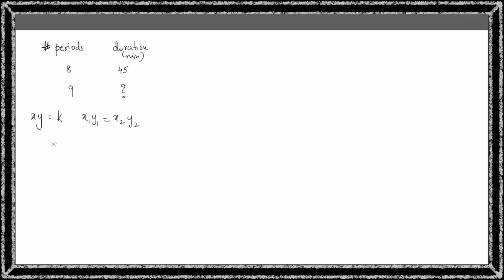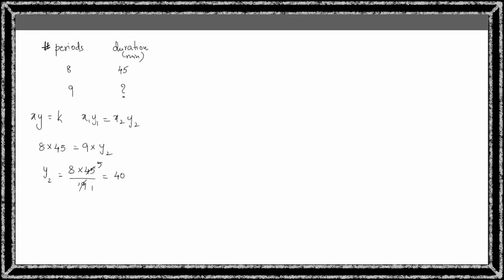So I have 8 into 45 is equal to 9 into y2, implies y2 is equal to 8 into 45 by 9, which is nothing but 40 minutes. So each period duration is now going to be 40 minutes instead of 45 minutes. So that is your answer for the question we are considering.